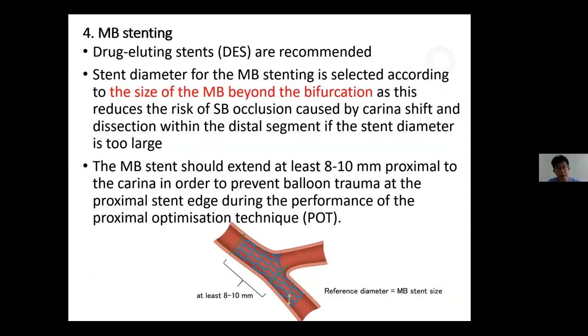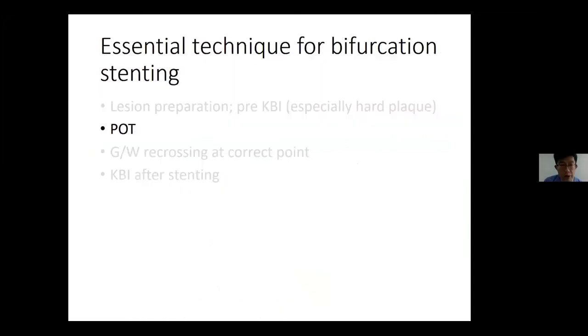Drug-coated stents are recommended. Stent size is very important, chosen according to the size of the main branch beyond the bifurcation, as this reduces the risk of side branch occlusion caused by carina shift and dissection within the distal segment. It's a very important thing.